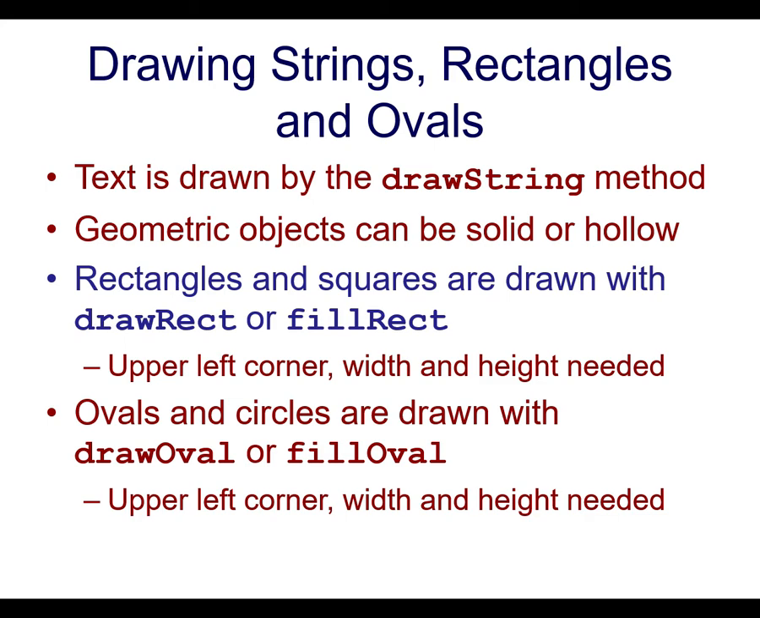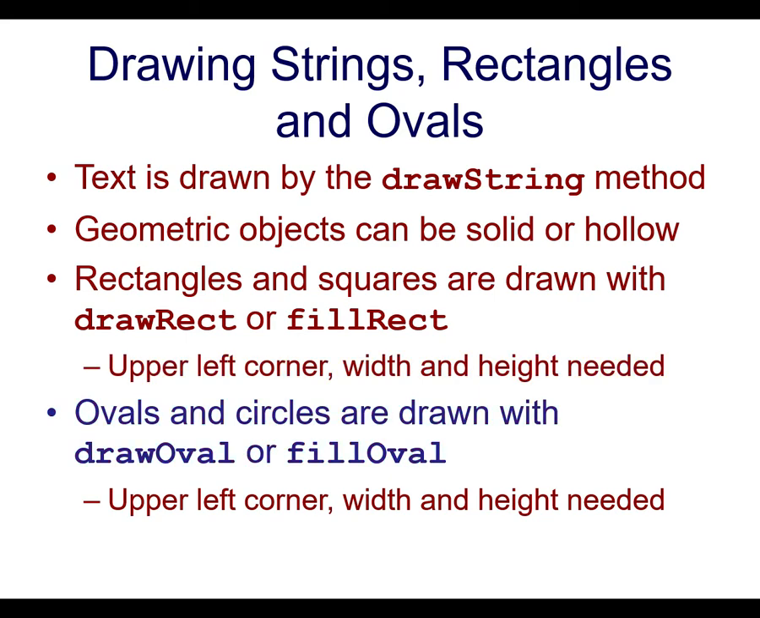Rectangles and squares are drawn by calling the drawRect method for a hollow object or fillRect for a solid one. The parameters that are passed to both methods are the coordinates of the upper left corner and the width and height. To create a square, the width and height must of course be equal.